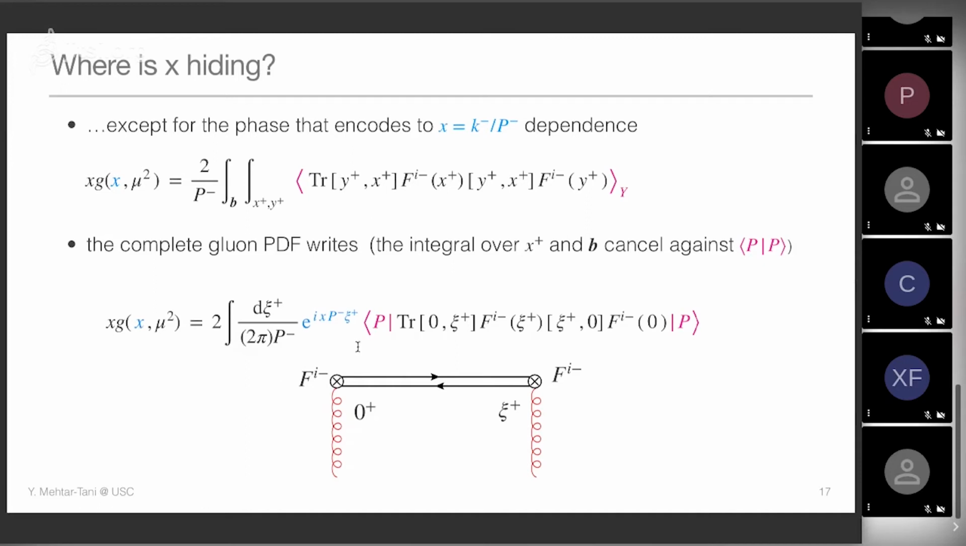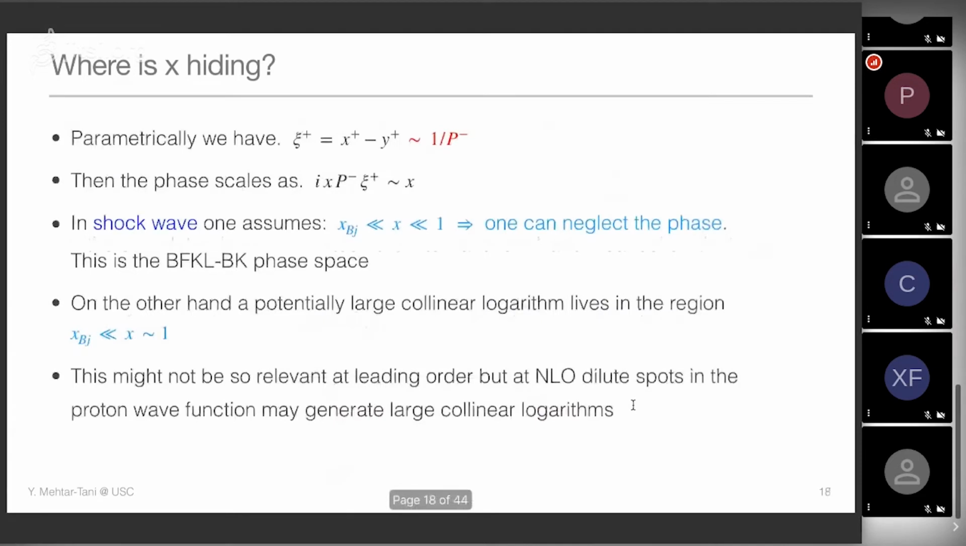So again, just a few words about the structure. You measure two gluons, transversely polarized gluons, that are described by this field strength tensor, which are connected by gauge links, Wilson lines, that make sure that this object is gauge invariant.